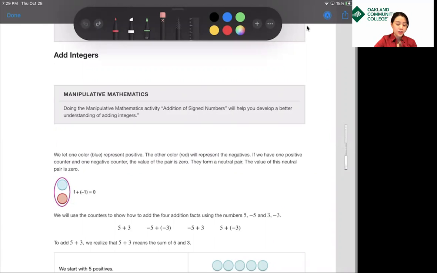Hello, welcome back. Today, we're going to learn how to add and subtract integers. So the first part of the video, we're going to learn how to add integers.